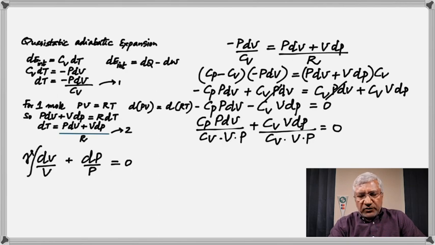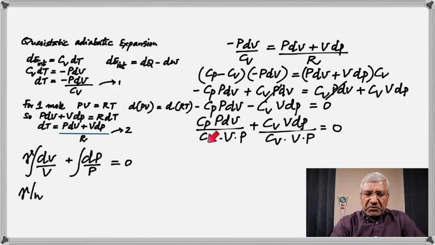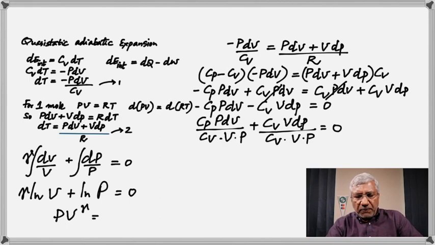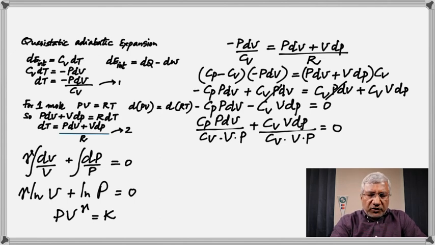If you do that, you are going to get gamma, which is Cp by Cv, and you're going to get the integral of dP by P. Then I'm integrating this expression, and I get gamma natural log volume plus natural log pressure equals a constant, which is, in a sense, PV raised to gamma is a constant. So do not worry about how I get the formula, but this equation is very important, and this can only be applied to an adiabatic process. Pressure times volume raised to gamma is a constant.